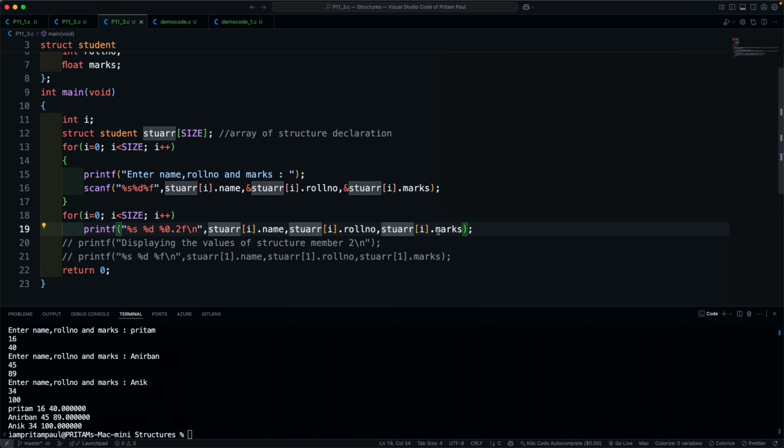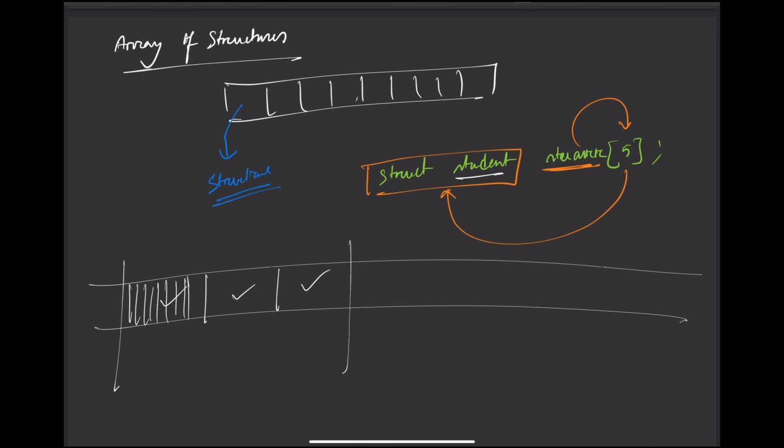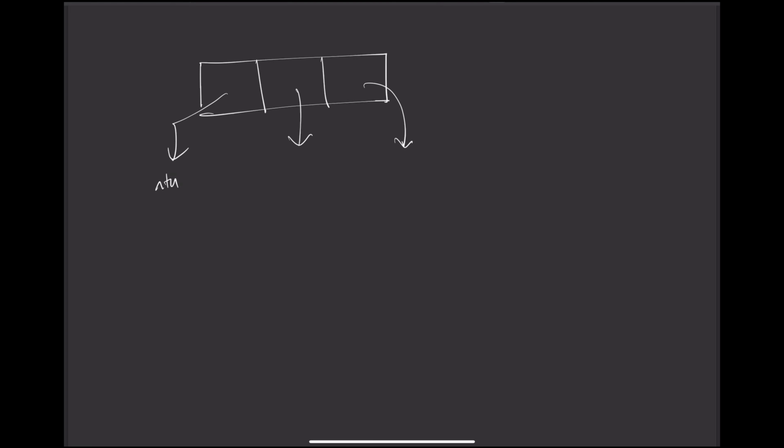So now, if you want to print, how do we do that? The first thing is STUARR of I dot name. Let me come to the iPad and show you how it happens. For example, we are taking three elements. This one is a structure, this one is a structure, this one is a structure. So it will be STUARR of 0, STUARR of 1, and STUARR of 2. These are the actual elements.